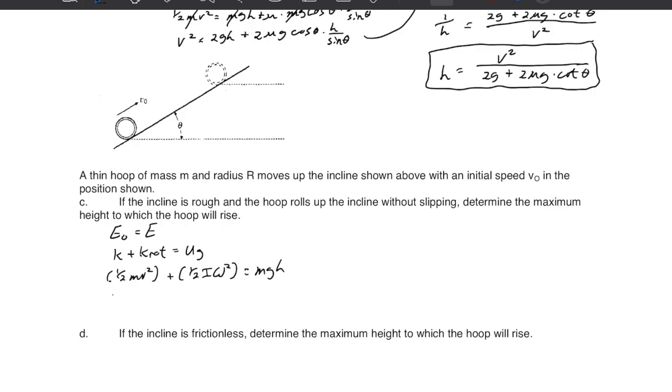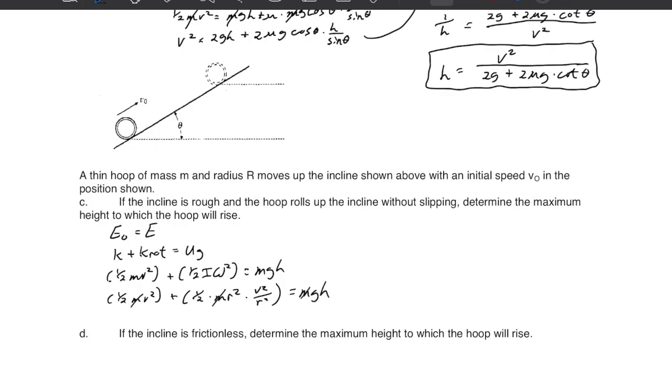We've got K plus K-rot. It's spinning and moving left to right, and it's going to finish at the top of the hill, not spinning. 1/2 mv squared plus 1/2 I omega squared is equal to mgh, just replacing the variables from the formula. What is the I for the hoop? It is mr squared. What is omega? It's V over R, but it's squared, so V squared over R squared is equal to mgh.